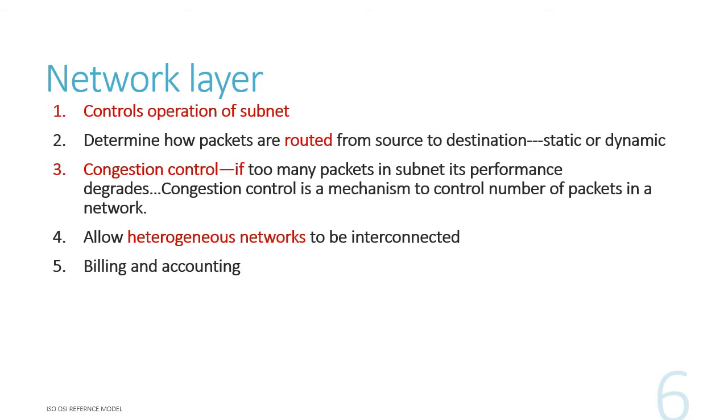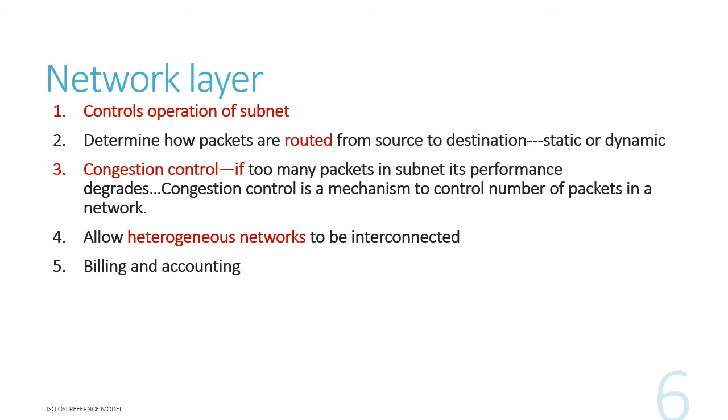The next layer is the network layer. Here data is in the form of packets. Packets are collections of frames. The main functionality of the network layer is to control the operation of the subnet. Another important functionality is to determine how packets are to be routed from a source node to a destination node. Many static and dynamic routing algorithms can be used for this.